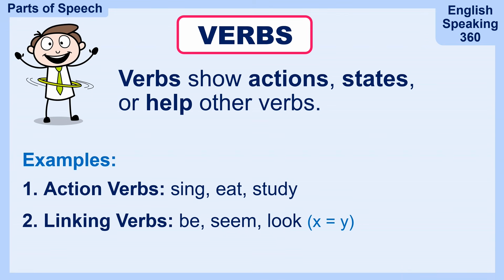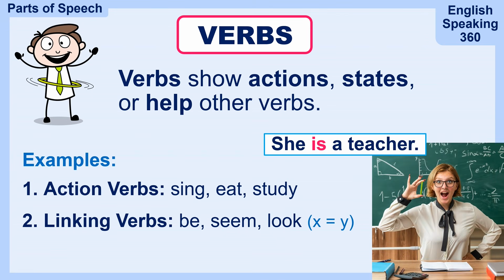Now here the concept is X equals Y. Let me show you what I mean. She is a teacher. Is the verb to be, and the verb to be is a linking verb. So X here is she, is the equal part, and then a teacher is the Y part here. So she equals a teacher. She is a teacher. She seems nice. She equals nice.